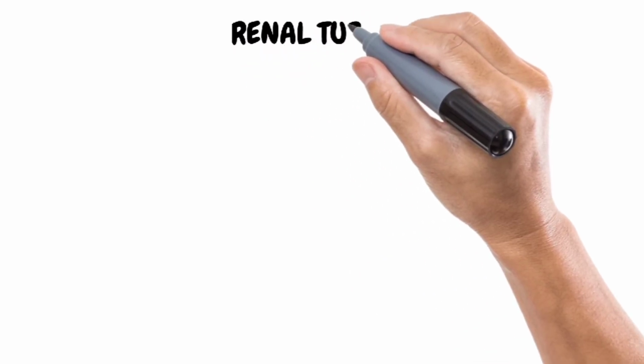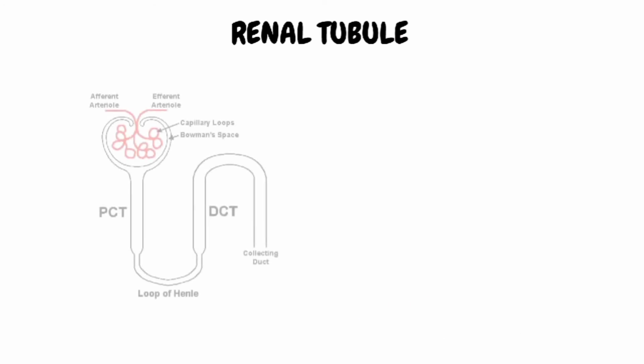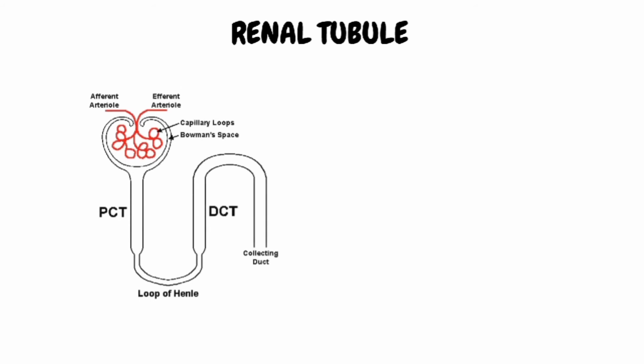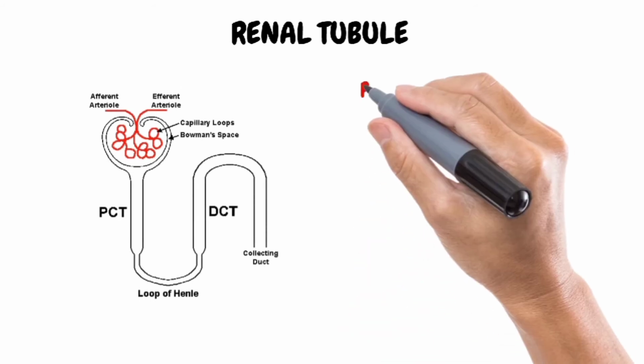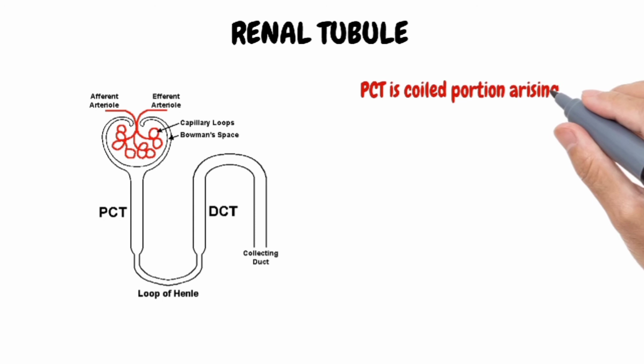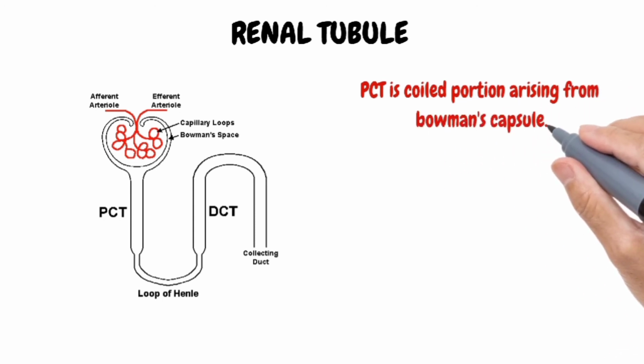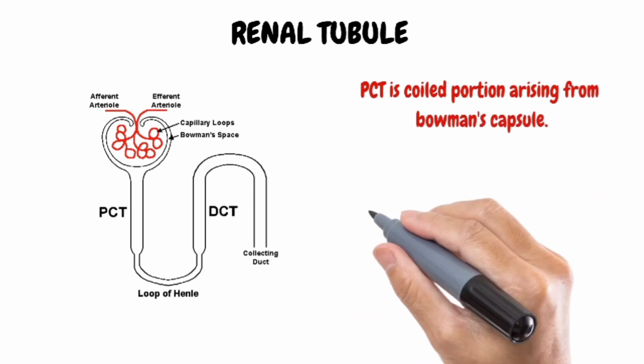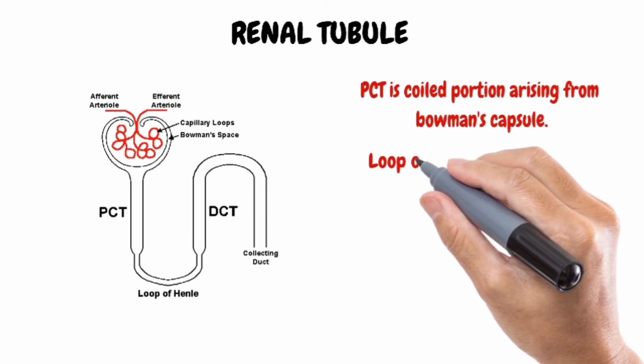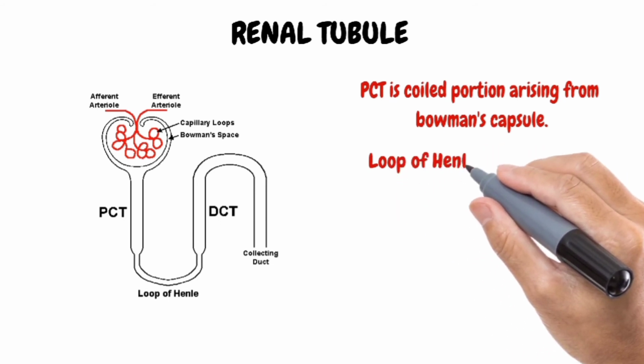Next comes the tubular portion of nephron. The tubular portion of nephron is the continuation of the Bowman's capsule. It is made up of three parts: the proximal convoluted tubule, which is the coiled portion arising from the Bowman's capsule. Its length is 14 mm.